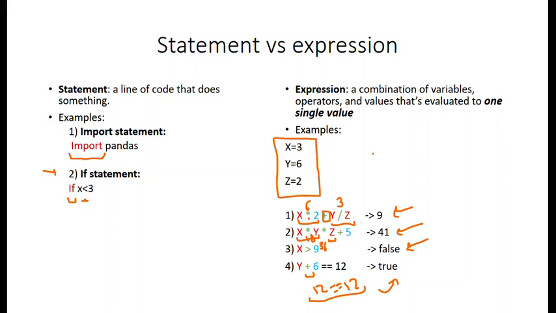Okay, so that was it for this part of the introduction to programming. Please go ahead, open up your code editor and start practicing what we have just learned. Create some variables, combine them with certain operators, and see what output you will get.